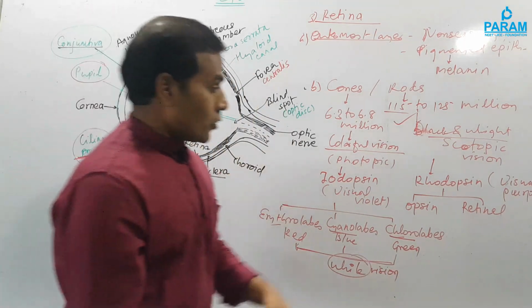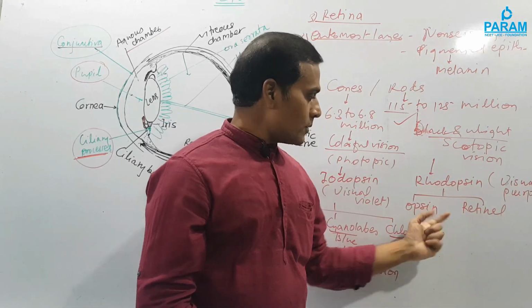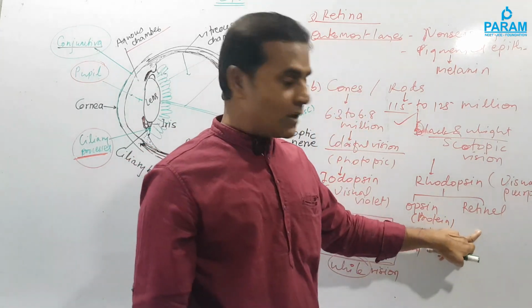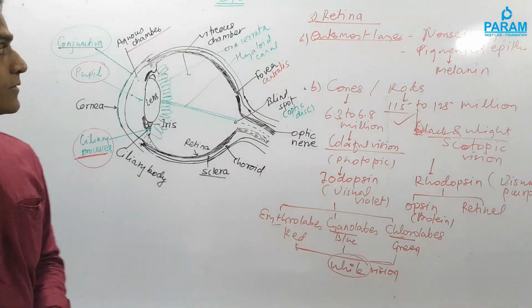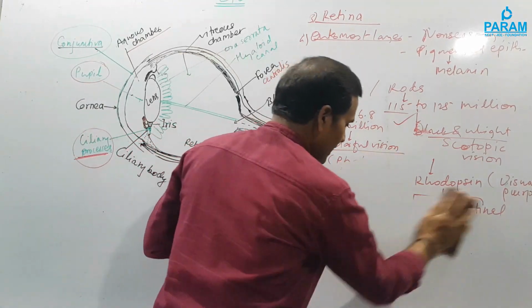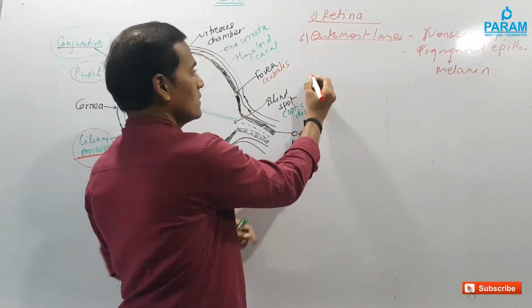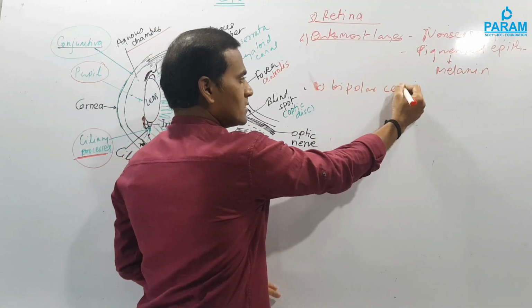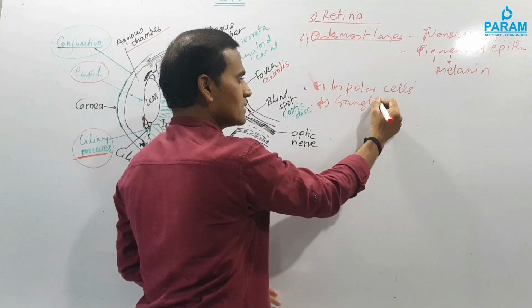Clear? Rhodopsin, as we said, is also termed as visual purple, and it is made up of protein opsin. Opsin is a protein, and retinal, that is aldehyde, is a derivative of aldehyde. So this is about the second layer of your retina, that is cones and rods, right. Now next is third layer, that is made up of bipolar cells, C, bipolar cells, and fourth is D, your ganglion cells.